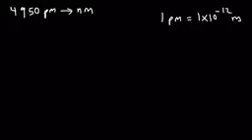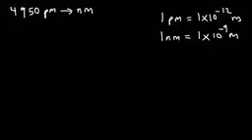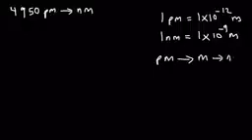So what is the conversion factor for picometers? We know that pico is 10 to the minus 12. So we can say 1 picometer is 1 times 10 to the negative 12 meters. And nano is 10 to the minus 9. So 1 nanometer is 1 times 10 to the minus 9 meters. So those are the 2 conversion factors that we need. So what we're going to do is start from picometers, convert it to meters, and then meters to nanometers.